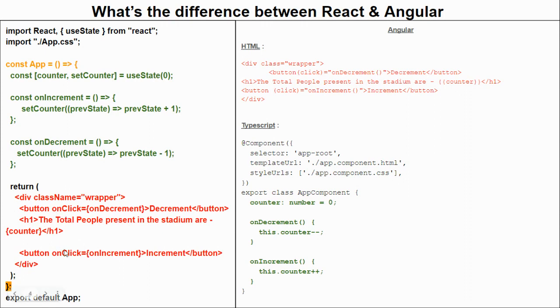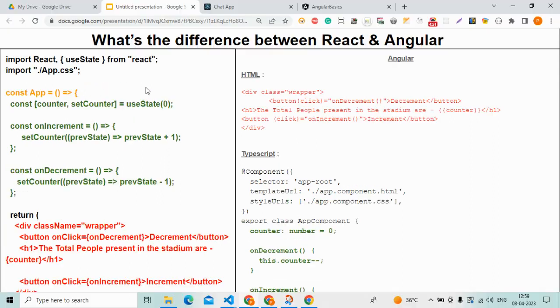So each button I have applied an on click function. So it is going to call these functions and run this. Simple: whenever a user clicks on the increment button, because somebody has entered into the stadium, this function will trigger and it adds one to the previous state, right?